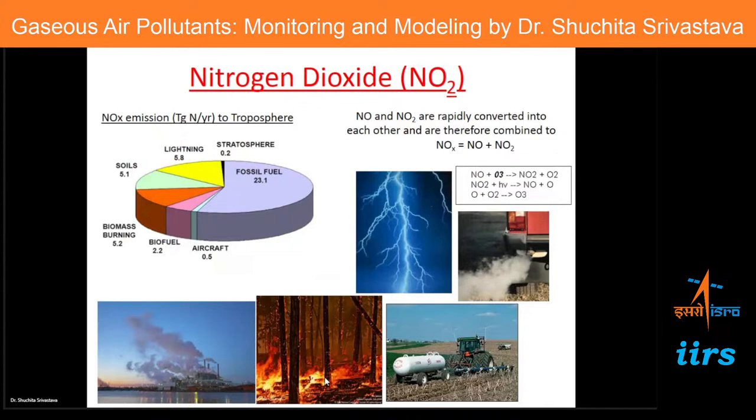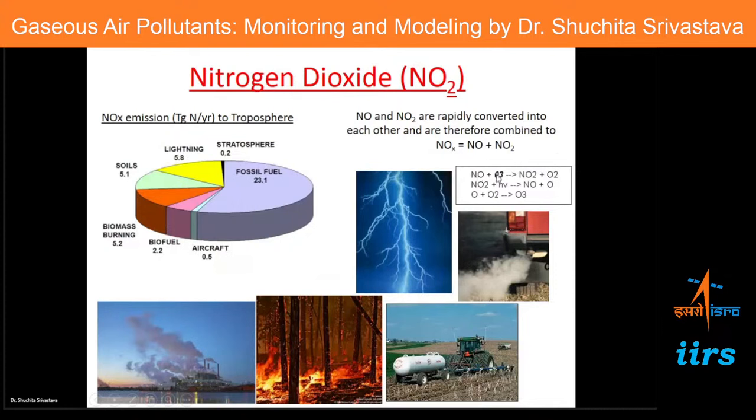Now we are going to discuss the major sources of these pollutant gases. The first criteria air pollutant is nitrogen dioxide. Nitrogen dioxide is not investigated alone in the atmosphere. Why? Nitrogen dioxide and another pollutant, which is not a criteria pollutant, nitric oxide, are rapidly interconvertible into each other in the atmosphere. Here you can see the equations.